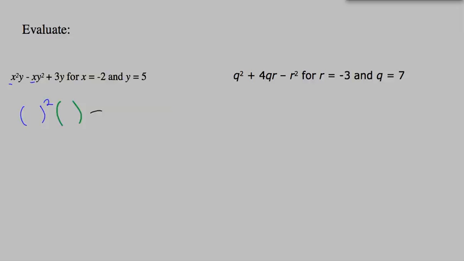Minus an x variable times a y variable squared plus 3 times a y variable. Now I do this for a reason. It's kind of simplistic and it seems kind of ridiculous, but now when I plug everything in, the negatives will stay where they need to stay at.